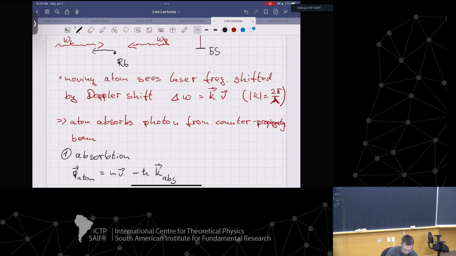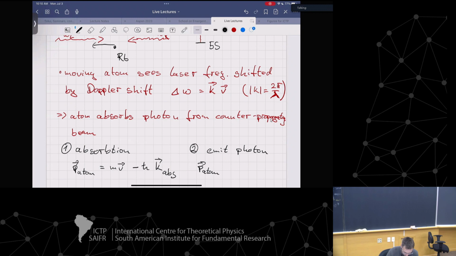The atom doesn't want to stay in the excited state. It will emit a photon. And after step number two, this is very trivial, but it's just mv minus h bar k absorbed plus h bar k emitted. On first glance, this seems like maybe we have won nothing. We absorb a photon, we get a kick, like a little push back. Now we emit a photon and we get some recoil. Indeed, if we were emitting the photon in the same direction from where the laser beam came, then nothing would have happened, and the atom would still be traveling at the same speed.